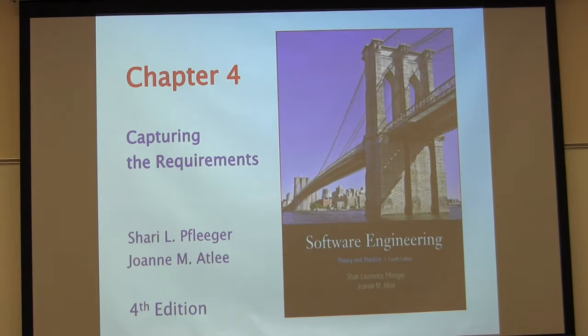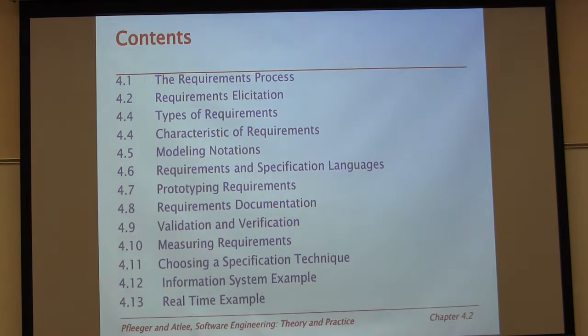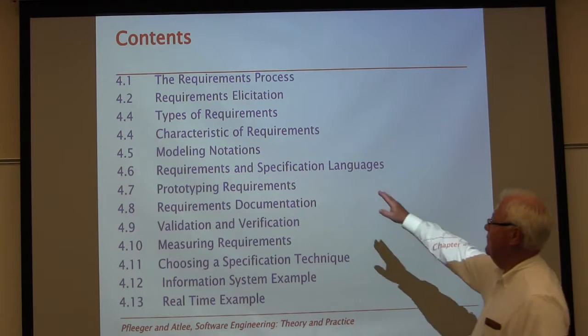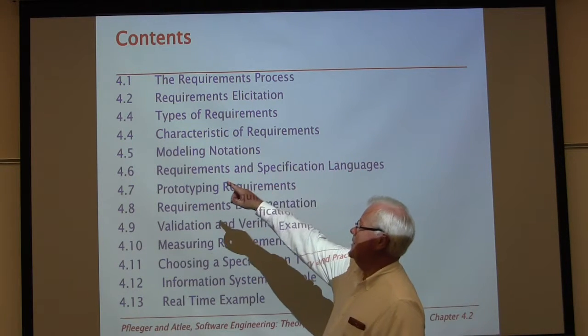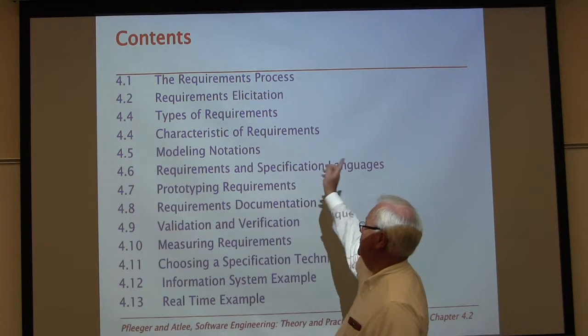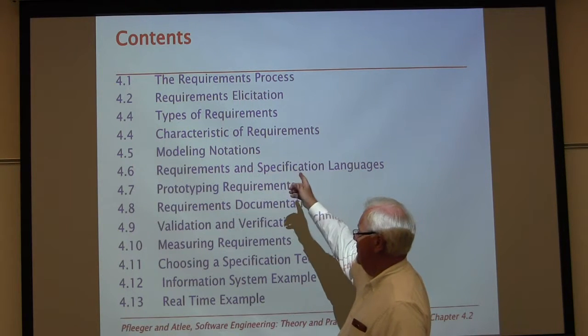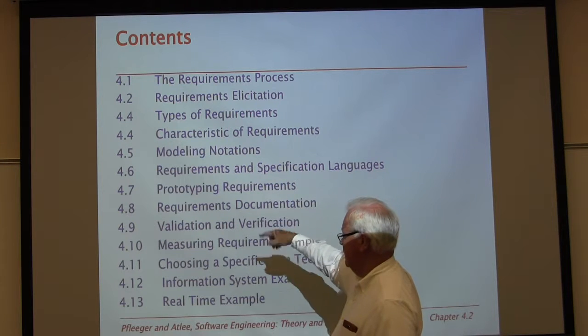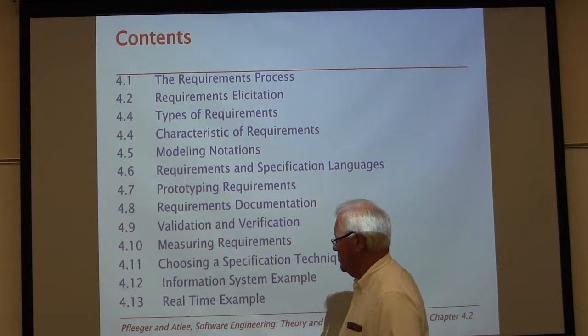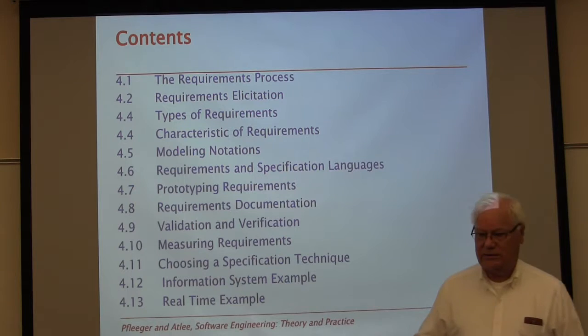Now, we've mentioned requirements many times, but this is going to get into more depth on classifying them and handling them after the fact. So, here is what Chapter 4 looks like. We're going to cover the requirements process, then skip down to 4.4, types of requirements, and then 4.8, requirements documentation, 4.10, measuring requirements. And that's where we're going to stop tonight.